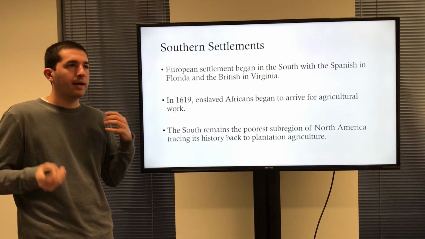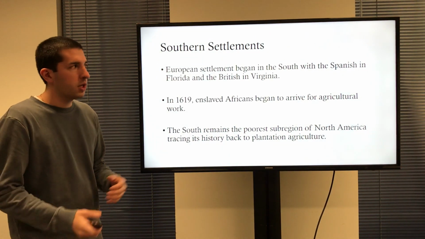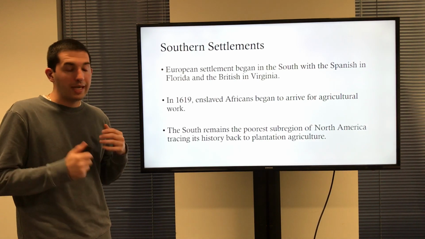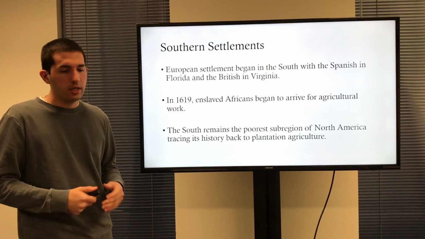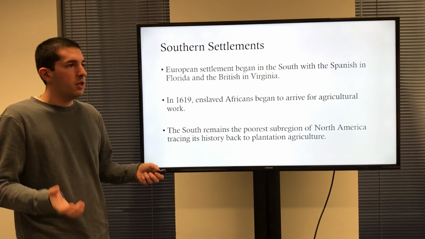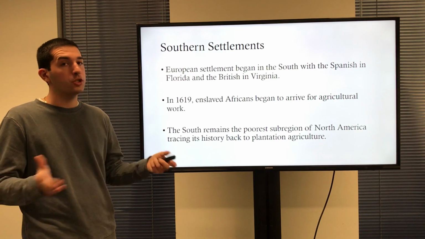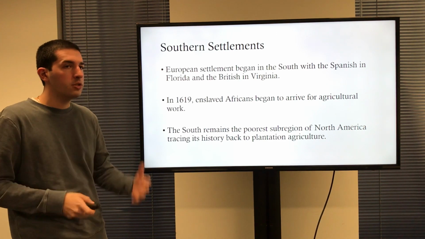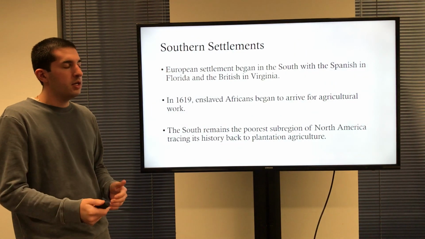So when we talk about how this country got settled in terms of the United States, we'll talk about southern settlements. European settlements in the United States began in the south, not far from here, with the Spanish. And from there were settlements by the British, in 1607 in what is now the Commonwealth of Virginia. And then things began to change after those settlements of Florida and Virginia.